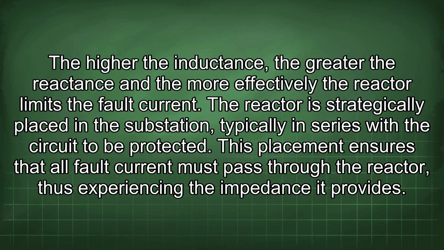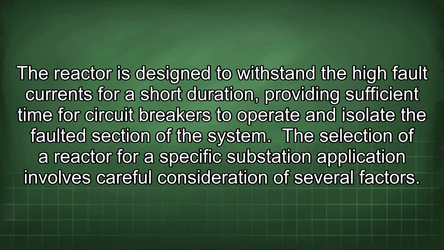The reactor is strategically placed in the substation, typically in series with the circuit to be protected. This placement ensures that all fault current must pass through the reactor, thus experiencing the impedance it provides. The reactor is designed to withstand the high fault currents for a short duration, providing sufficient time for circuit breakers to operate and isolate the faulted section of the system.